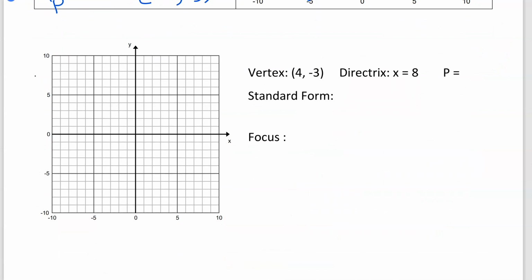So homework, you have to do some of those, and then you'll have to do these interesting ones. I'm going to give you not everything, just some information here. With this information, you should be able to figure out everything you need. I've got a little graph on the left. I know the vertex is at (4, -3). The directrix is x equals 8.